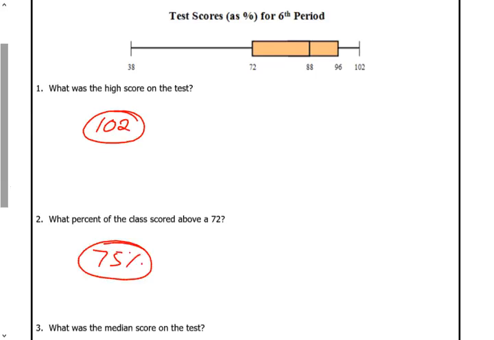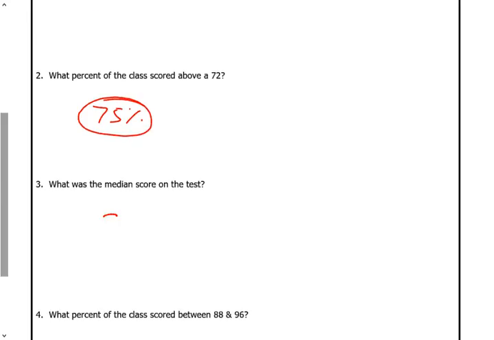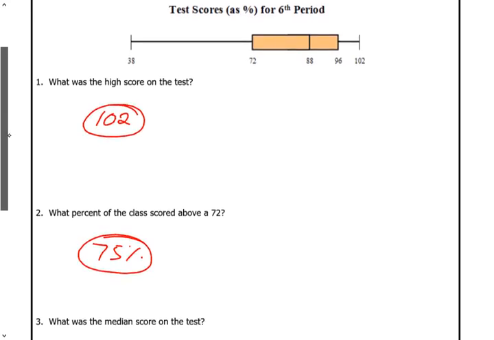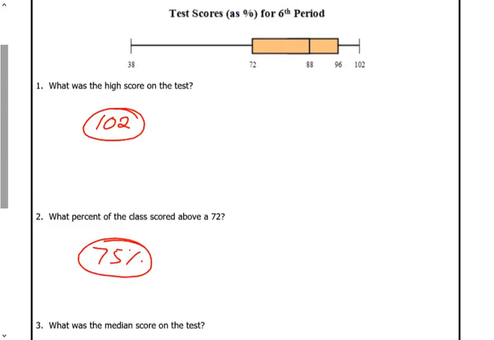Now think about that. Doesn't that make you feel better when I say 3/4 of you scored a C or higher than if I had said the class average was a 50? What's the median? Well, the median's 88. And what percent scored between an 88 and 96? 88 and 96, 25.